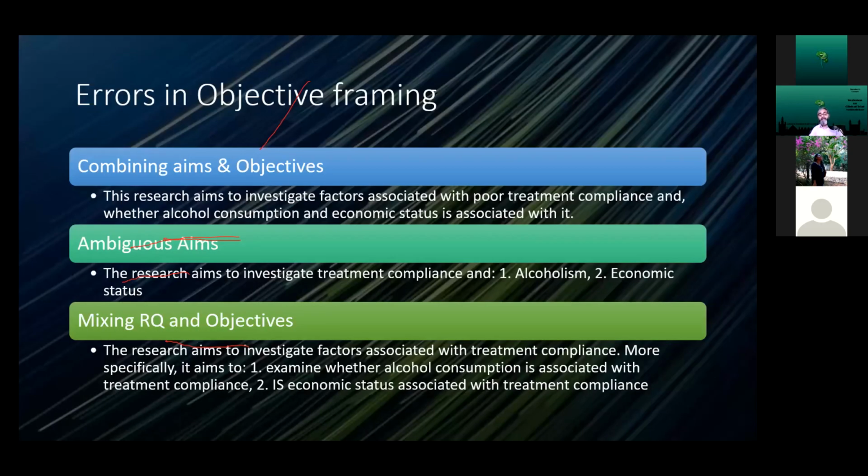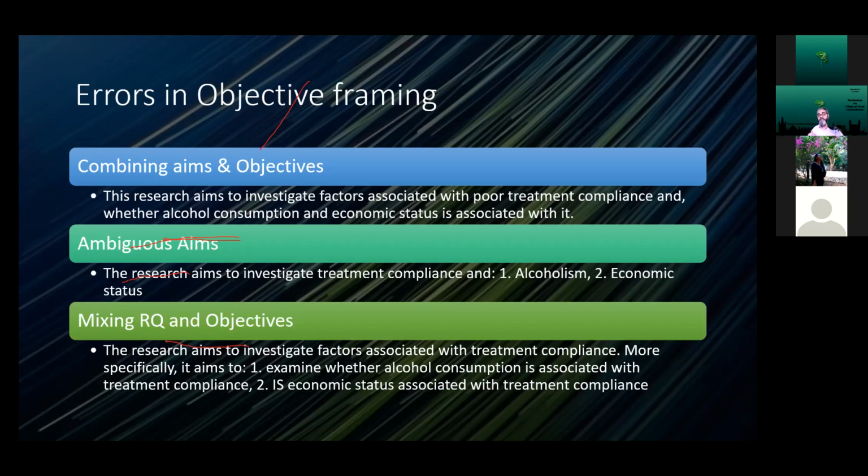Number one is combining aims and objectives. A lot of people do that. For example, this research aims to investigate factors associated with poor treatment compliance and whether alcohol consumption and economic status is associated with it. Complete blunder. So what it seems to me is that this gentleman or gentle lady is interested in poor treatment compliance of a certain disease. I can figure that out. I would have asked her to write this as an aim. But I want to understand poor treatment compliance in diabetic patients, for example, or whichever patients.